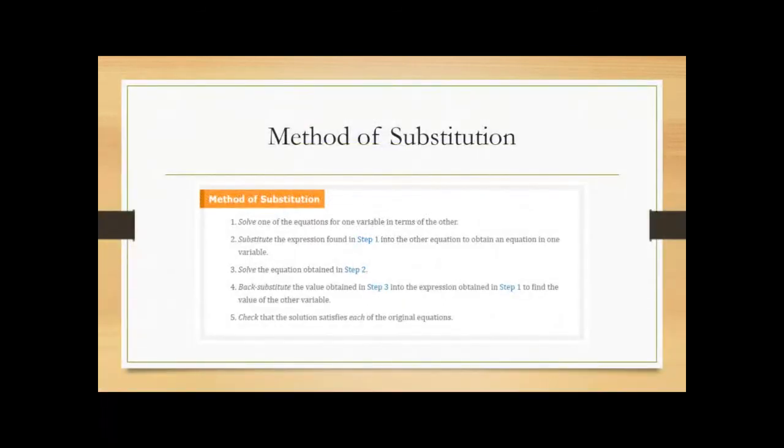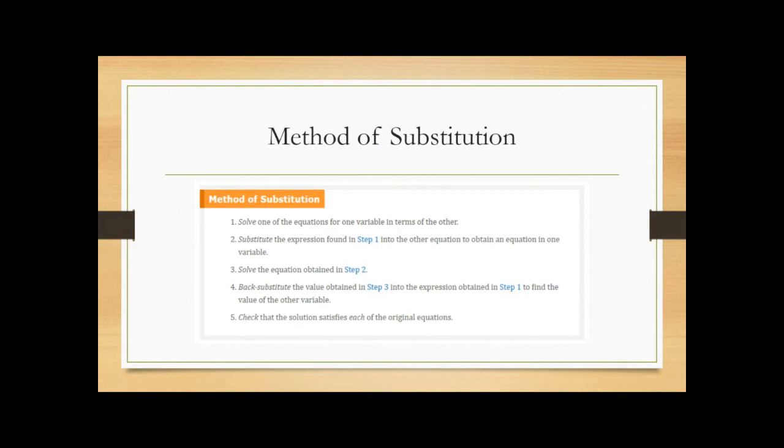So the method that 7.1 covers is the method of substitution. So the method of substitution, this is a 5-step process. So the first step is to solve one of the equations for one variable in terms of the other. So you take one of the equations you are given, you either solve for x or solve for y. And it doesn't matter which one you solve for, you want to just pick the one that looks easiest. And if it's already solved for either x or y, then great, you don't have to use that step.